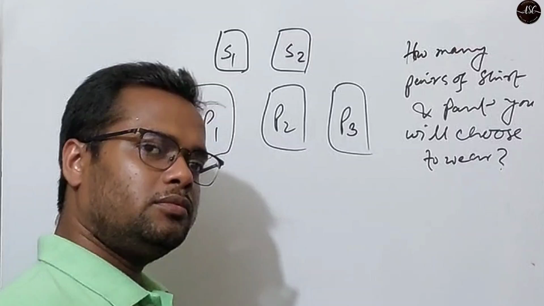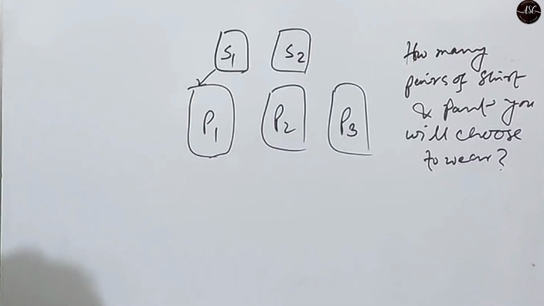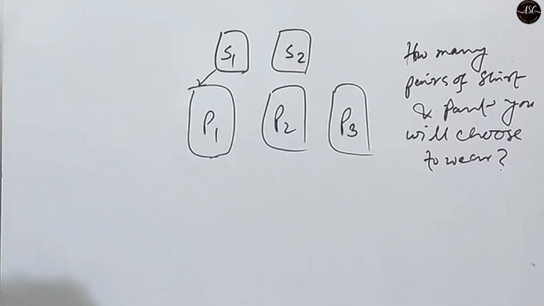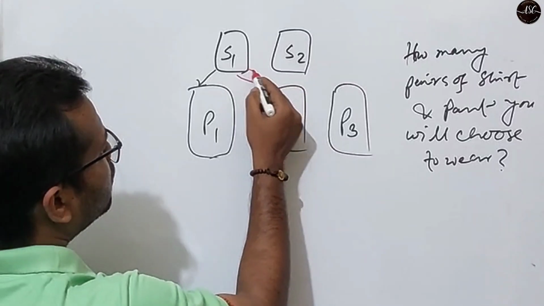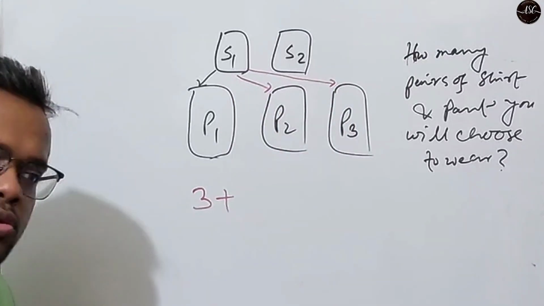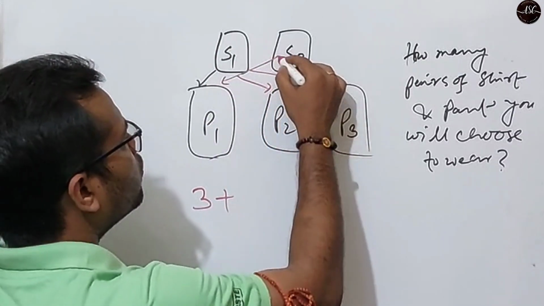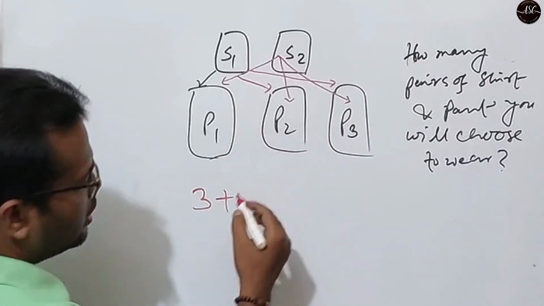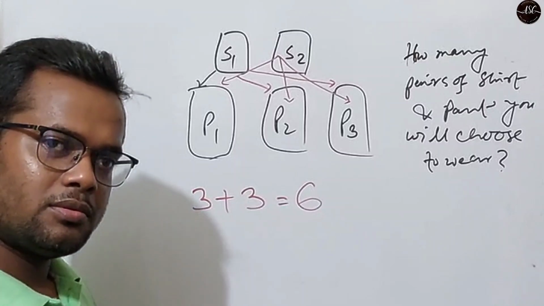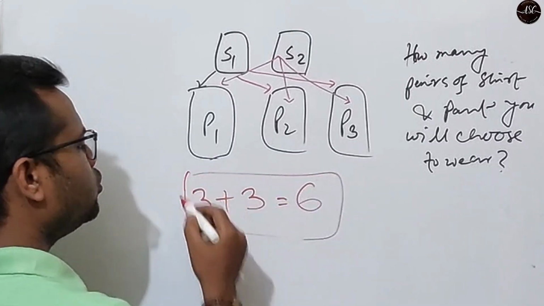From our common sense, we can say there is a pair S1 P1, that means shirt 1, pant 1. There is a pair shirt 1, pant 2. Pair between shirt 1, pant 3. So 3 pairs we can choose from this, and also shirt 2, pant 1, shirt 2, pant 2, shirt 2, pant 3. Therefore there are 3 more pairs. So there are 6 possible pairs I can choose to wear.